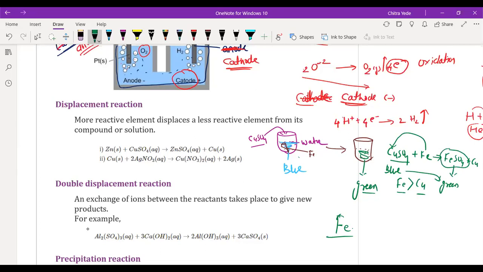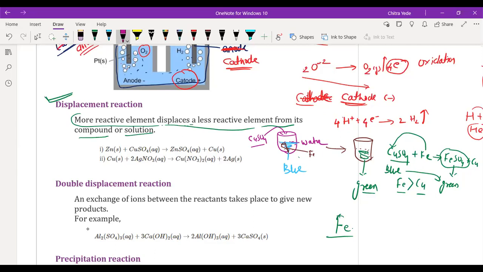So here, as written, the more reactive element displaces the less reactive element from its compound or solution, and this is called a displacement reaction. Understood? Yes, sir. We had discussed it earlier also.